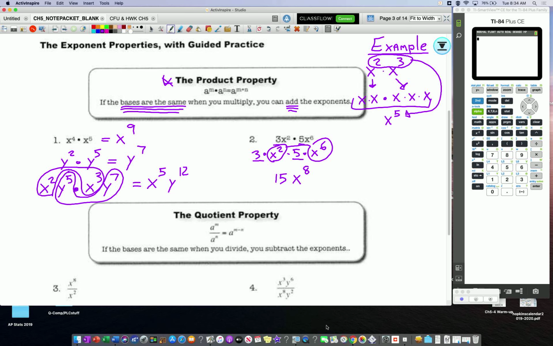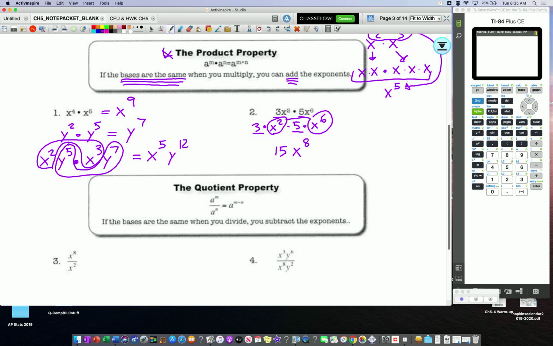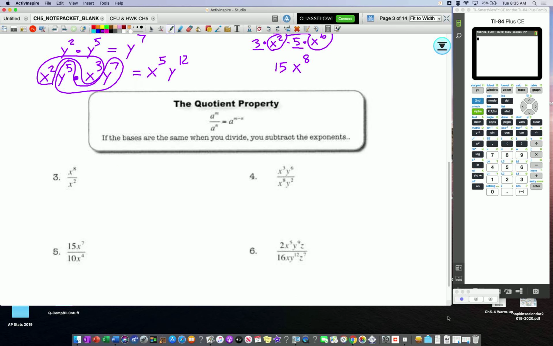So that takes care of the product property. What if now you're dealing with fractions and you're doing division? What if you have a problem like this?